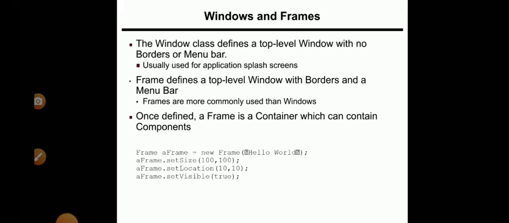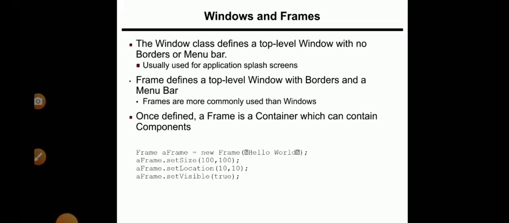And about windows and frames, the Window class defines a top level window with no border or menu. Frame defines a top level window with a border and a menu bar. So there is a difference between window and frame. The window is a top level window with no border and no menu bar, but in a frame we have menu bars as well as borders.